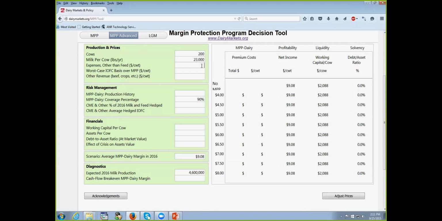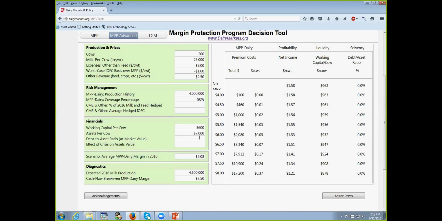Just what are we going to put, $9 in there? Worst case basis minus 1. 250 in other revenue. Production history. Is that 4 million? Yes, good news. All right, working capital per cow, 600. I'm just making up numbers here. $7,000 in assets per cow because we've got some land. Debt to asset ratio, 40%. This is the worst case.